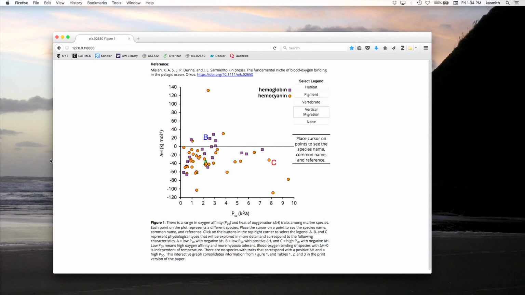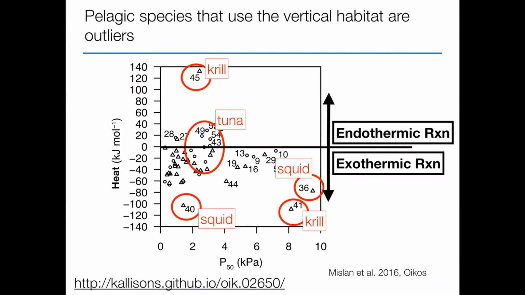All right. Switching back to the presentation. Just to summarize, the krill and the squid are outliers in the graph, and then there are tuna that are here in the middle.